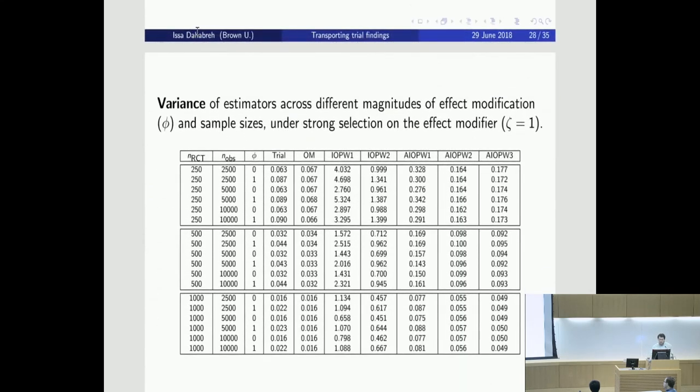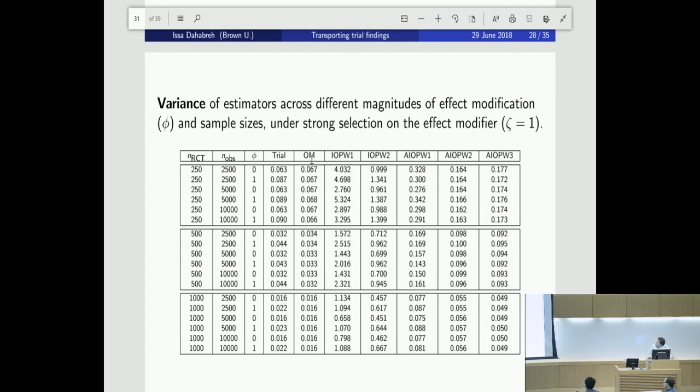Okay. This is a much more exciting table, I think. Here I'm showing you the variance, basically how jittery are the answers that you get from the different estimators. The first thing I will suggest is that the trial variance is not that interesting, because we already saw that the trial is pretty biased when phi is one. So at least the trial variance when phi is one is not that meaningful, because we know it's giving you a maybe precise answer around the wrong number. The trial variance when phi is zero is interesting because you can use it as a kind of baseline.